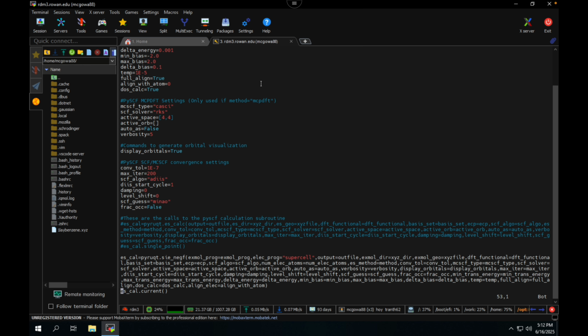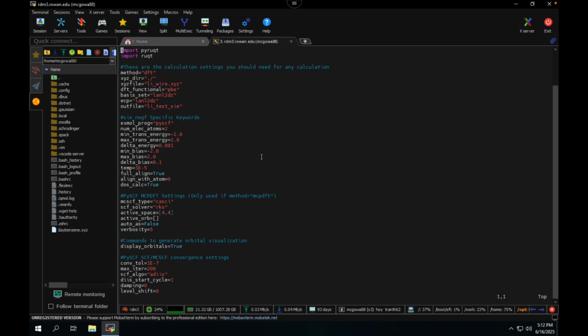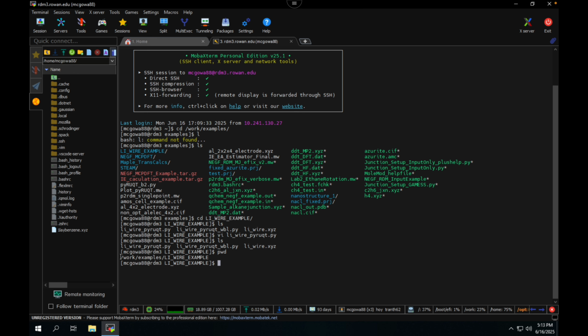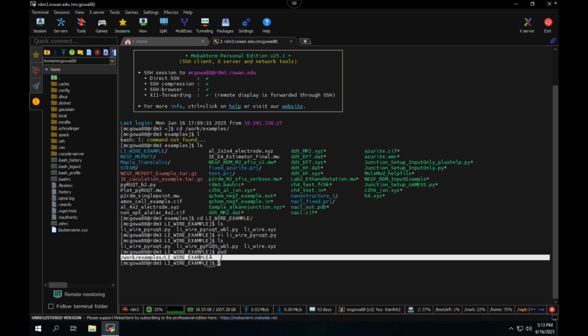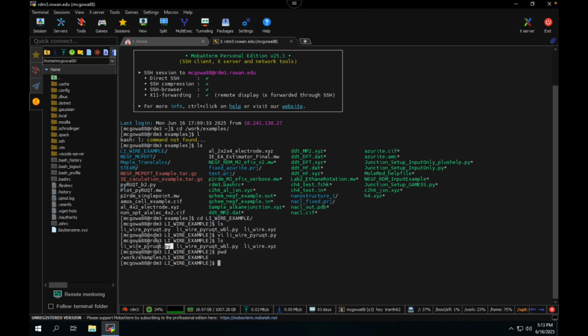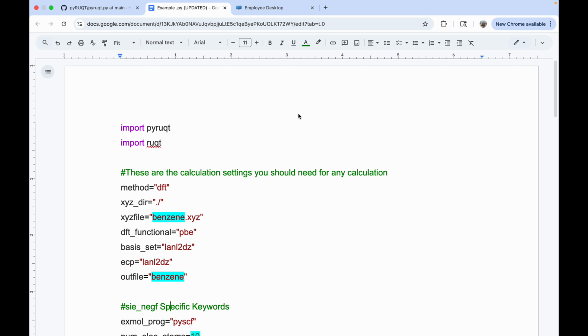liwire_pyruqt.py. So this is the script that we're going to be working with, and I highly encourage you to copy and paste this into a document just to make it easier for you to edit it. And just as a reminder, that's located in the work directory in examples liwire example, and it is specifically the one that is liwire_pyruqt.py.